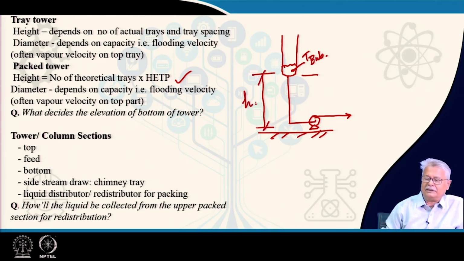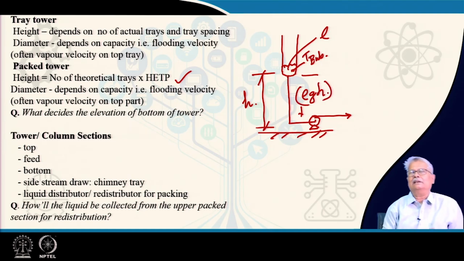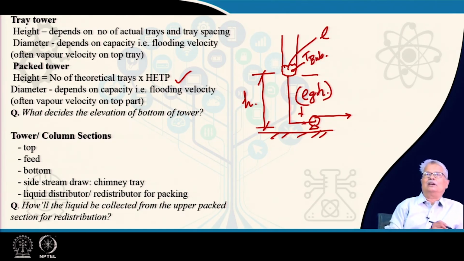h. If the density of this material is rho, it will add a pressure here of rho g into h. So quite naturally, this increases the pressure at the pump suction, and it has to be a sufficient height so that the net positive suction head is maintained and your liquid does not vaporize inside the pump.